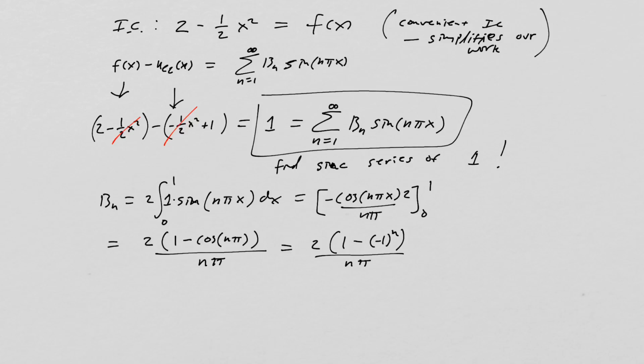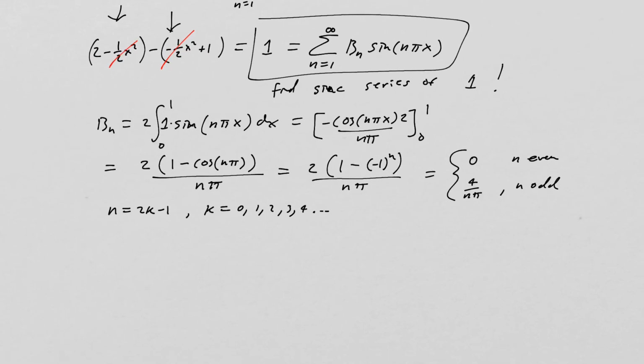All right, so clearly this is going to be 0 when n is even, and it's going to be equal to 4 over n pi when n is odd. So what we can do is say that n is equal to 2k minus 1, where k is equal to 0, 1, 2, 3, 4, and so on and so forth. And that just simplifies our work a little bit.